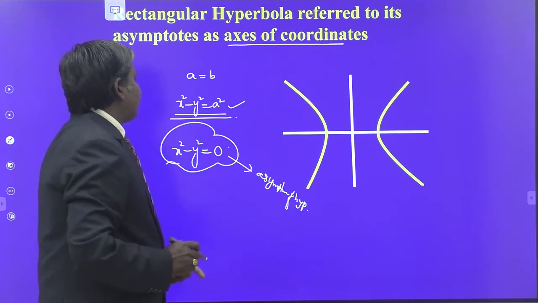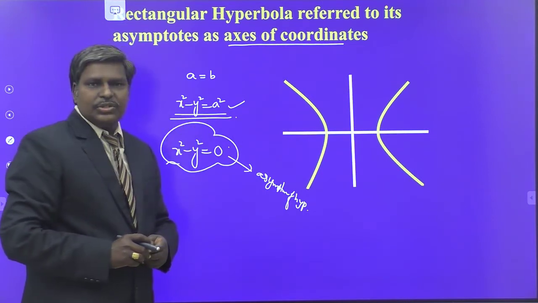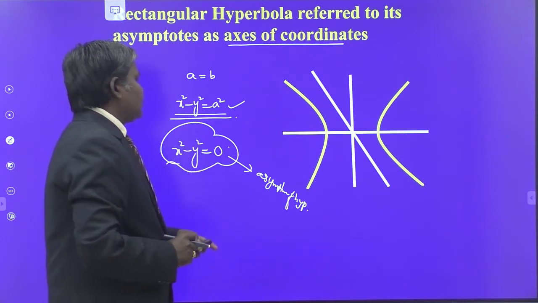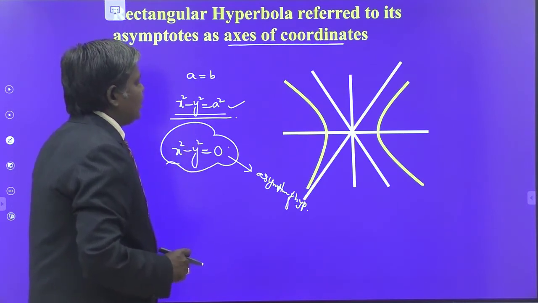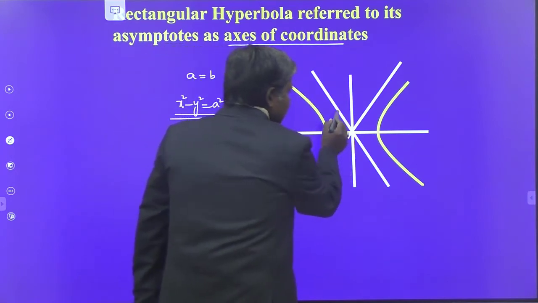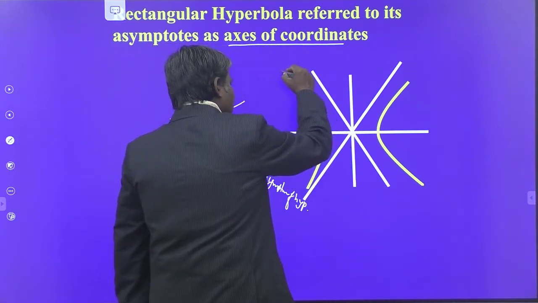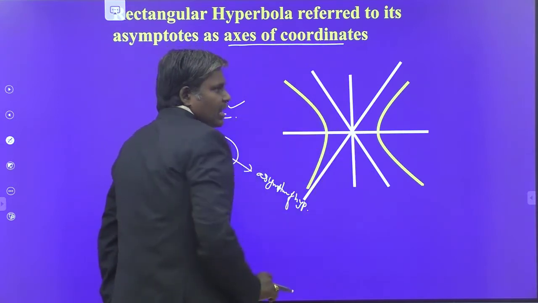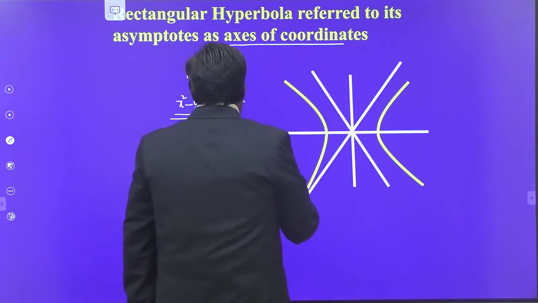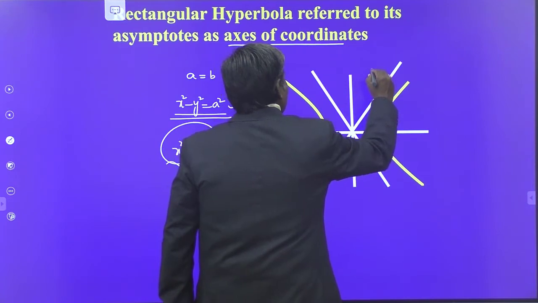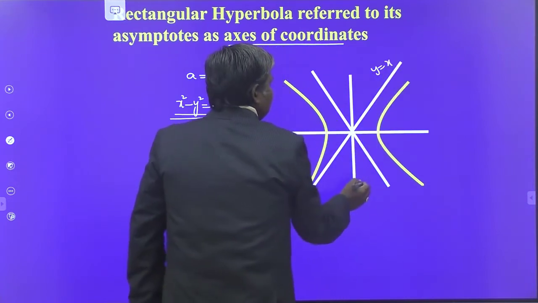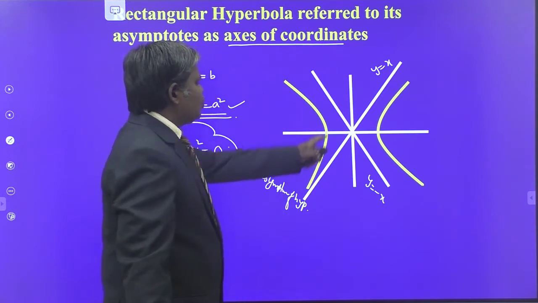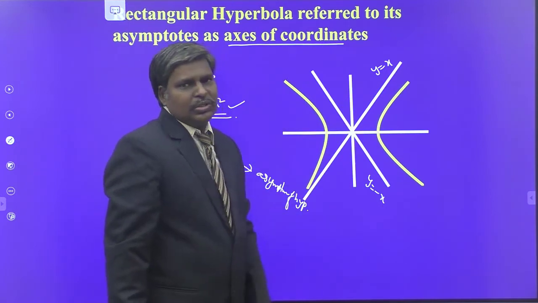Of the hyperbola x square minus y square is equal to a square, this is one of the asymptotes and this one is the other asymptote. The asymptote means the tangent at infinity. Actually the line will be in this manner. In the diagram we are just drawing a line here. So this is y equal to x. y equal to x is one asymptote and y equal to minus x is the other asymptote. So these two are the tangents at infinity to that curve.